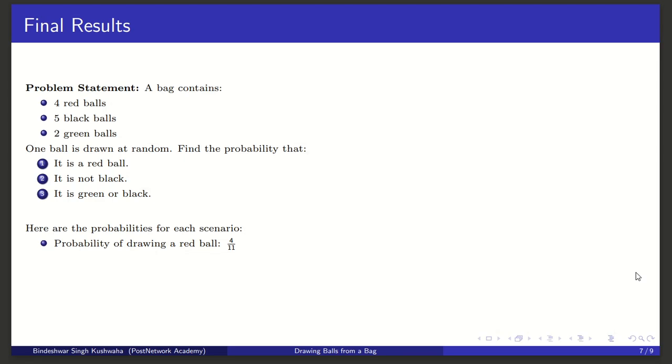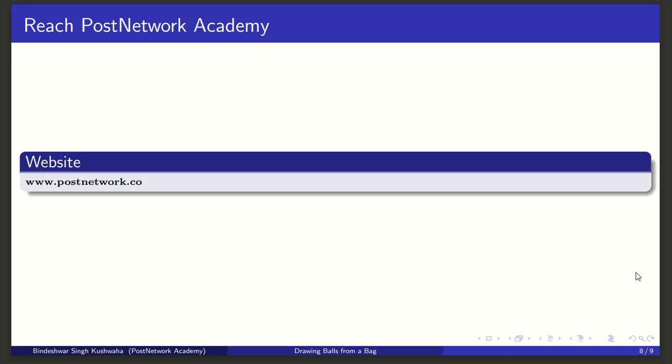Now here is the final result. The probability of drawing a red ball is 4 upon 11. The probability of not drawing a black ball is 6 upon 11. And the probability of drawing a green or black ball, that is 7 upon 11. So hope you have understood the concept.